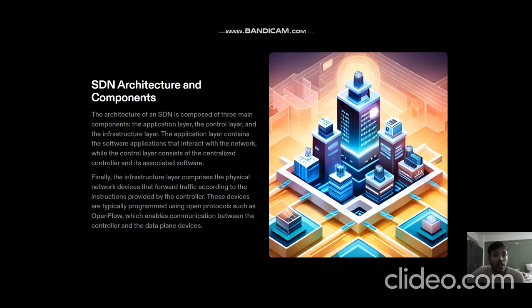So, what is the architecture and components of SDN? The architecture of an SDN is composed of three main components: the application layer, the control layer, and the infrastructure or the physical layer. The application layer contains the software applications that interact with the network, while the control layer consists of the centralized controller and its associated software. Finally, the infrastructure layer comprises the physical network devices that forward traffic according to the instructions provided by the controller. These devices are typically programmed using open protocols such as OpenFlow, which enables communication between the controller and the data plane devices.